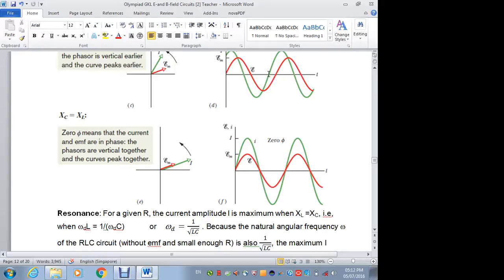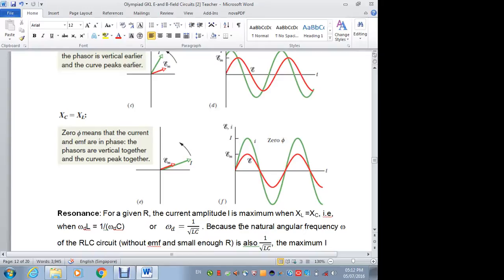How do you get XL equal to XC? You just equate the normal omega L and the normal 1 over omega C. This is how you define your XL and your XC initially. Then if you apply the driver source and give it a frequency of 1 over root LC, that will correspond to the natural frequency of the RLC circuit.